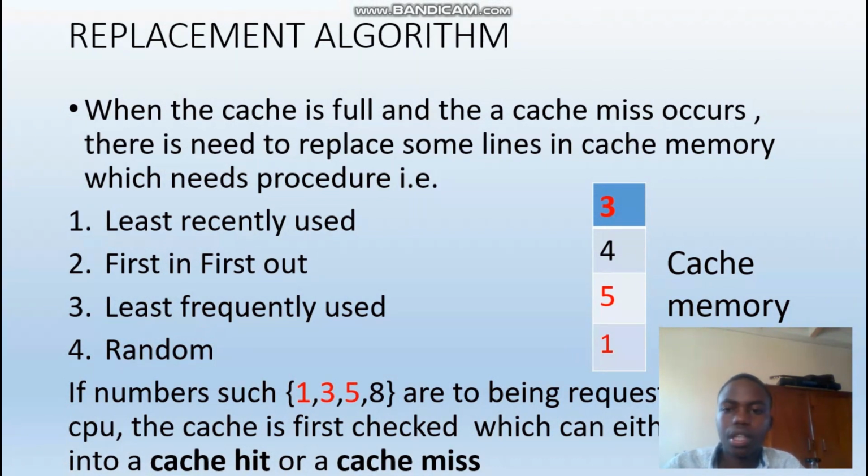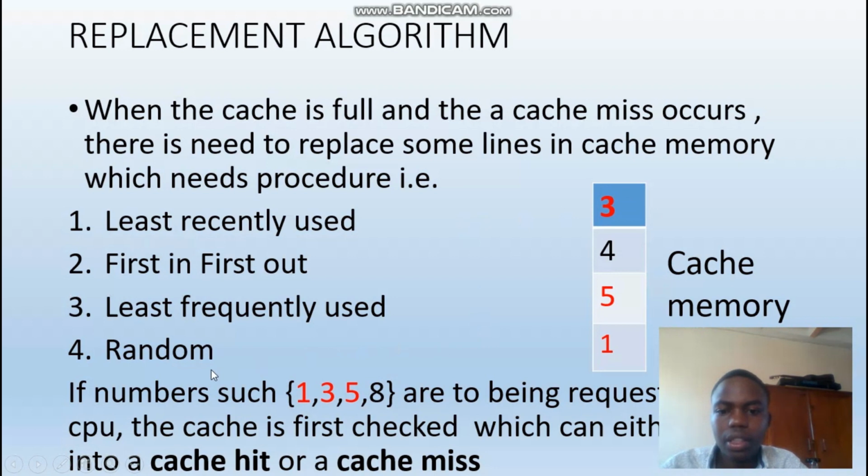There are different algorithms for when data in the cache needs to be changed. If the cache is full and we want to put in some data because a cache miss occurred, we have four replacement algorithms. The first one is least recently used, where we check which one has not been used for the longest time. Then first in, first out, where the first data that came in is the first that we shall take out of the cache. Then least frequently used, the one that is not being used often by the CPU. Then random, where they just take out any data that they want.